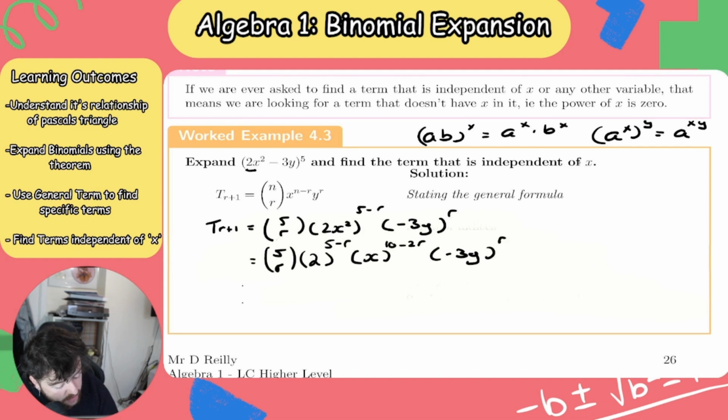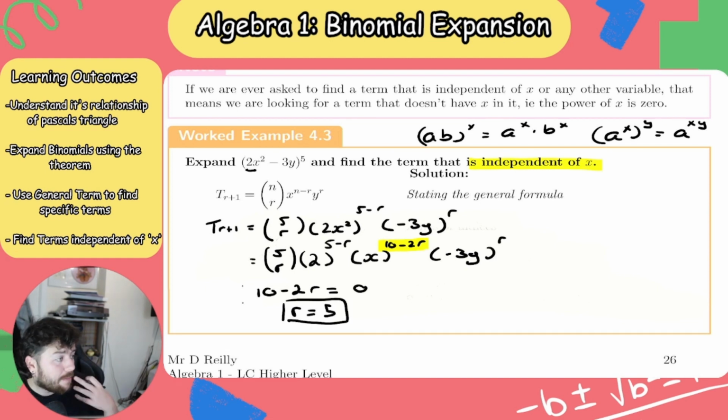Now, I'm looking for the term independent of x. So therefore, the power of x has to equal 0 in order for me to have no x's in it. So once I do that, I have 10 minus 2r is equal to 0. When you work out this equation, r is going to equal 5. So therefore, my independent term is going to be in my sixth term.